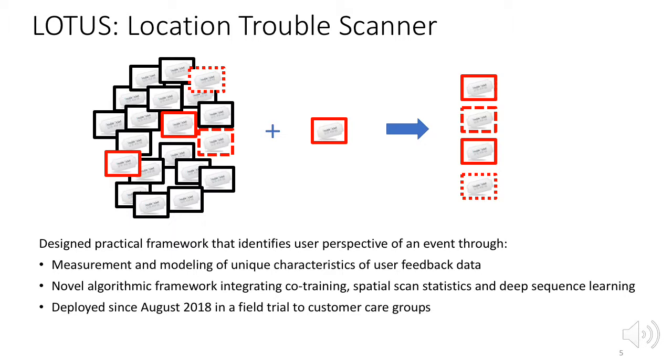We have designed a practical framework called LOTUS, for Location Trouble Scanner, to identify the user perspective of an event, addressing our specific challenges. With measurement analysis of the user feedback, we identify the unique characteristics of our data. On the basis of these characteristics, we develop a novel algorithmic framework to solve our problem that integrates co-training, spatial scan statistics, and deep sequence learning.